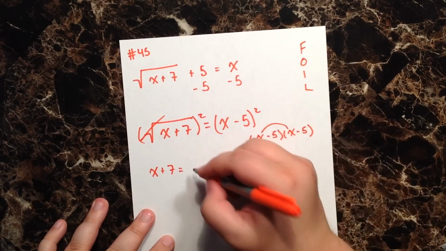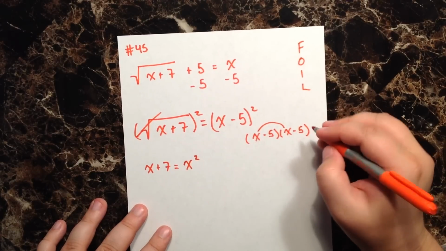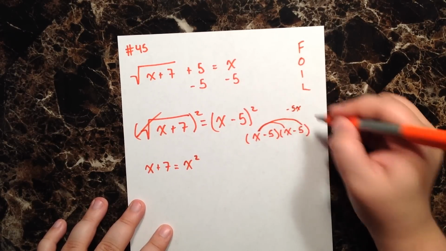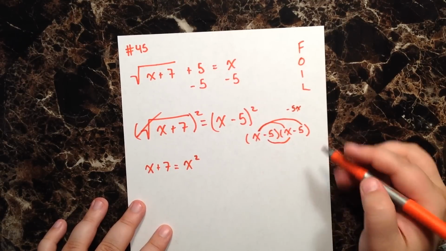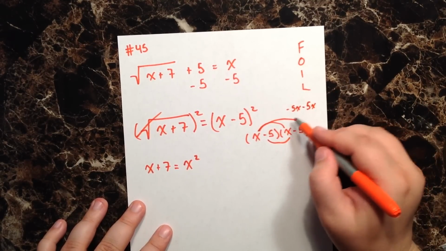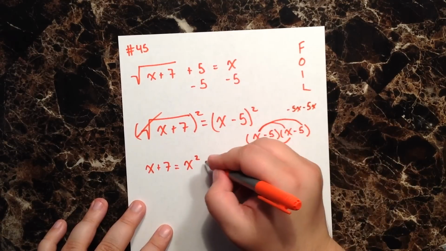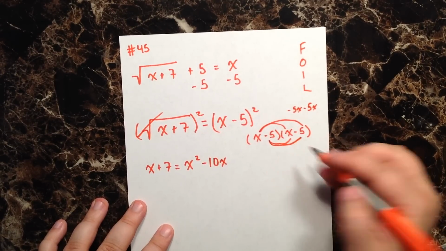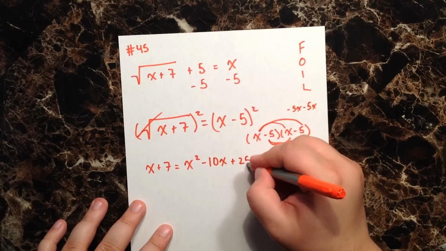So x times x gives me x squared. x times negative 5 gives me negative 5x. Negative 5 times x gives me negative 5x. When I combine these two, because they're like terms, I get negative 10x. And lastly, negative 5 times negative 5 is positive 25.